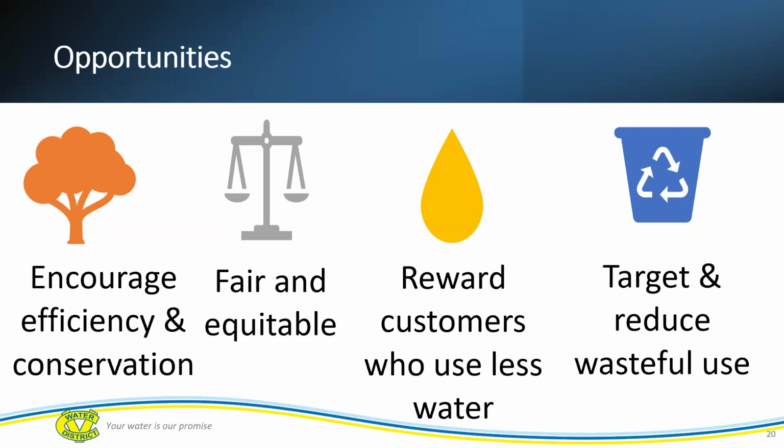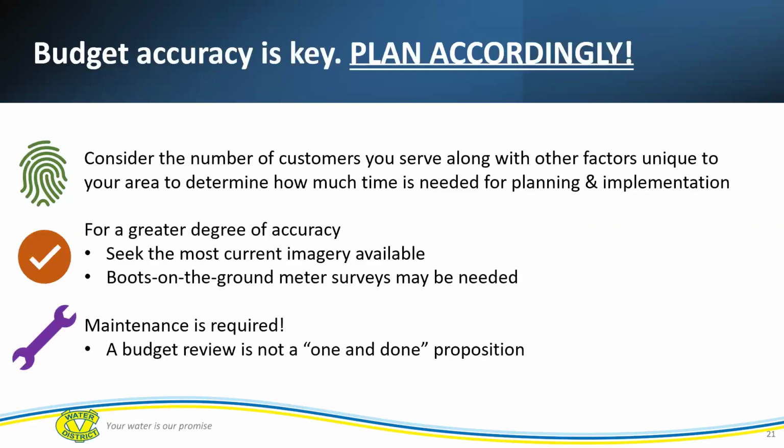Budget-based tiered rates are the way to reach everyone and get everyone to conserve. And with our budget-based rates at the forefront, CVWD's long-term conservation efforts have seen a 36% reduction in gallons per capita daily consumption. And for the last slide, in closing, again, budget accuracy is everything.